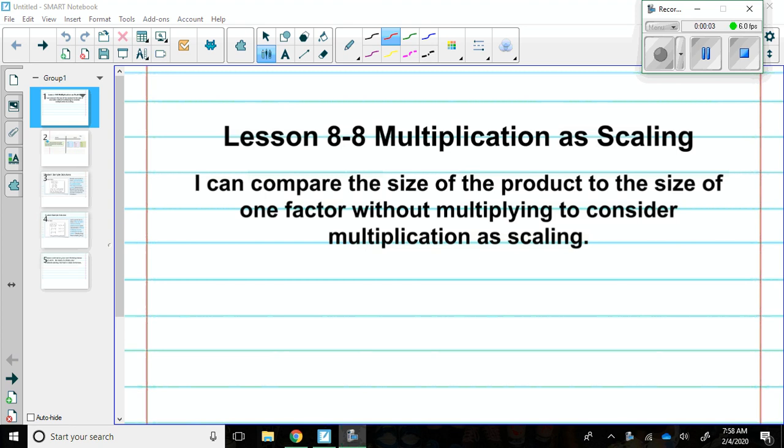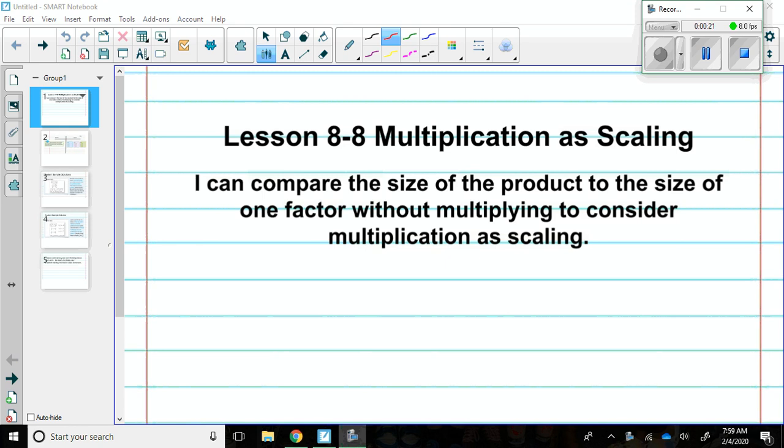Welcome to lesson 8-8, multiplication as scaling. Please make sure you write the topic, multiplication as scaling, at the top of your page. That is a good AVID strategy. You could even date it.